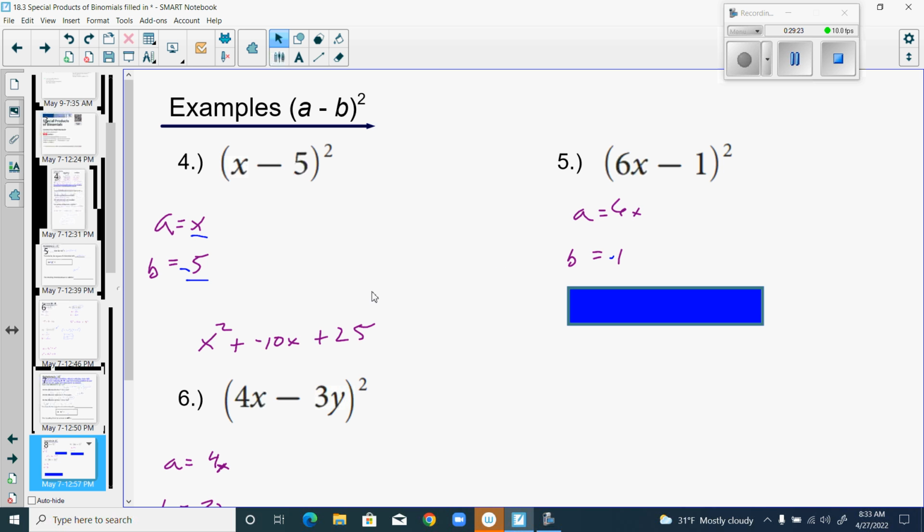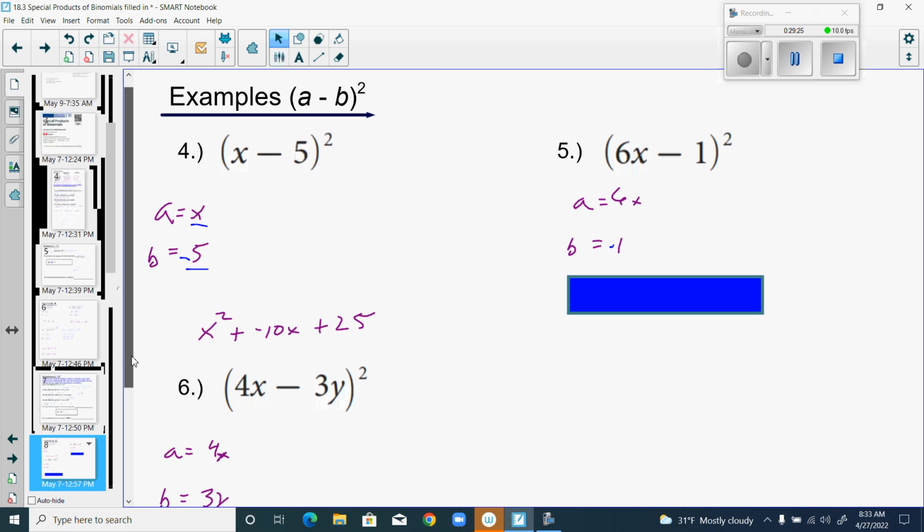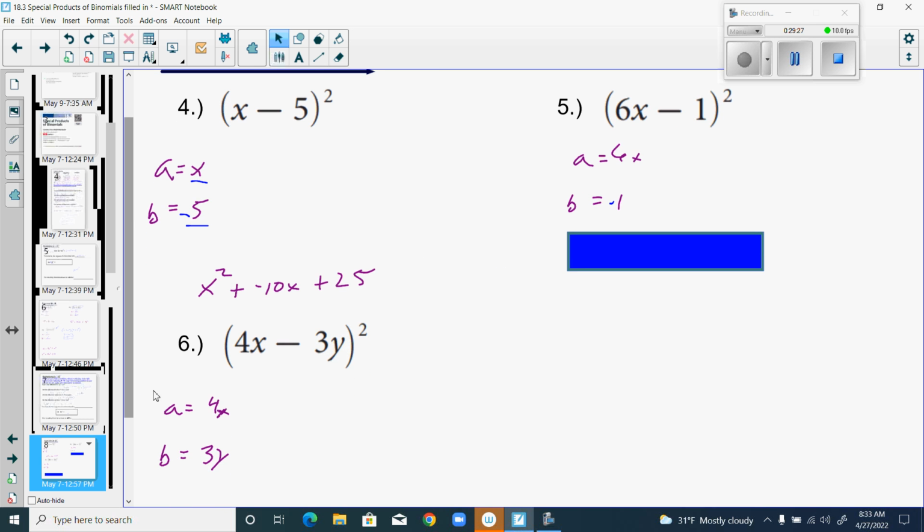All right, so we had enough time to work on those. Let's go ahead and see how you did. So in the first one, my a term is 6x, and my b term is negative 1. So what am I supposed to do? I'm supposed to take that first term and square it. What do I get? I get 36x squared. The middle term, I'm supposed to take 2 times 6x times negative 1. That gives me negative 12x. And then for the last term, it's negative 1 squared, which is positive 1.